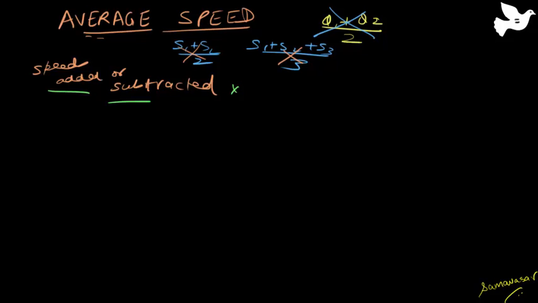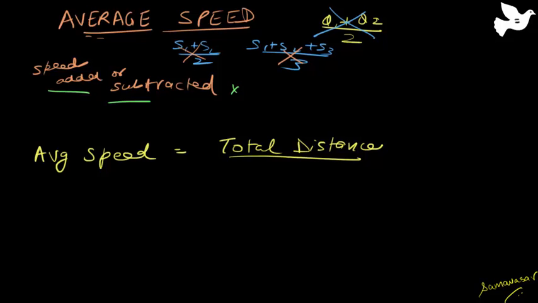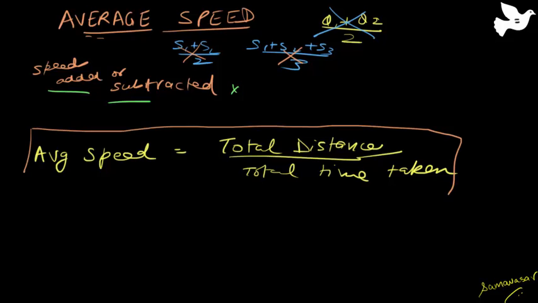So what is average speed? Average speed has a very simple formula, that is total distance divided by total time taken. And that's the only formula that you can use for average speed. Now we'll be taking some examples to try to make this clear to you.